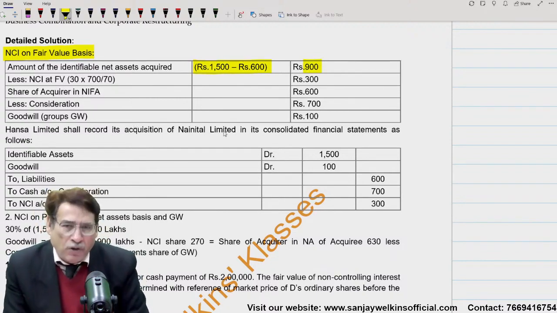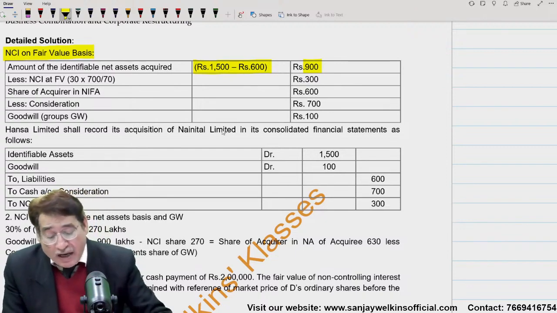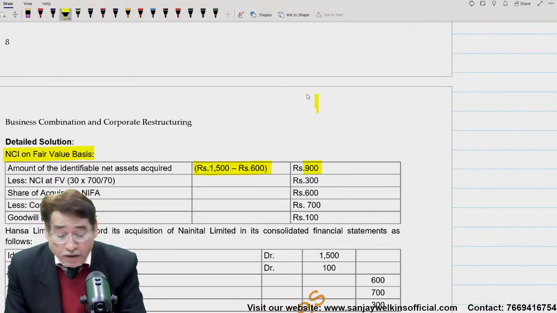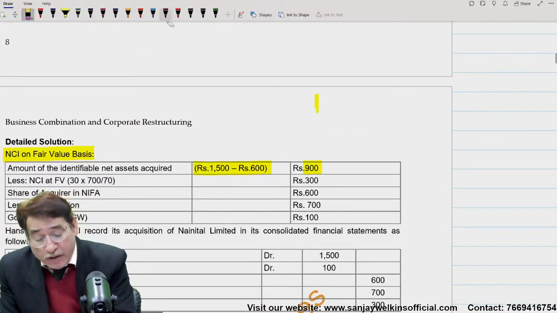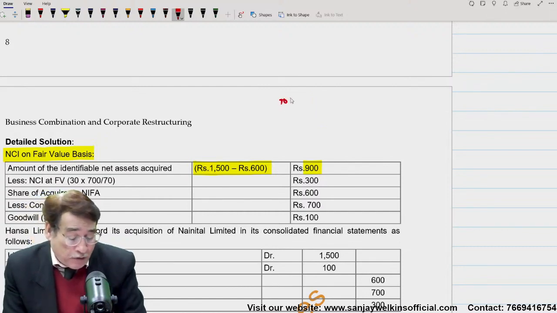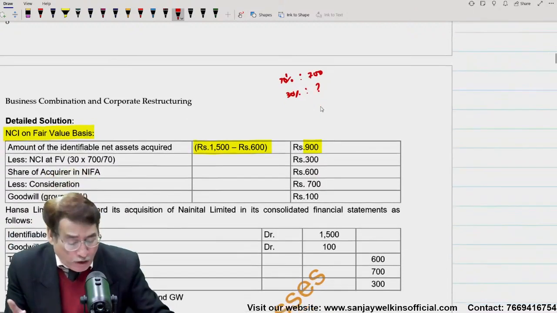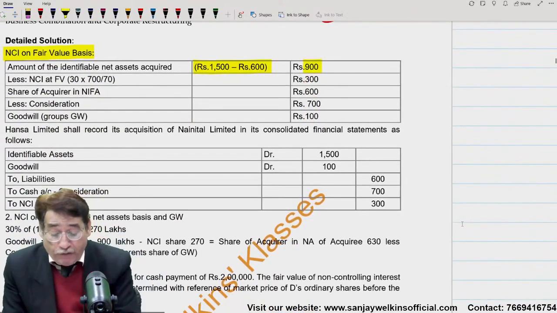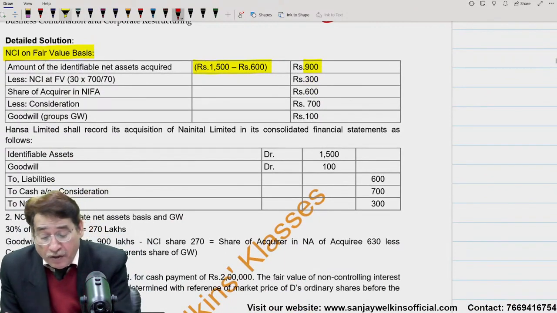Now I will compute the fair value of the NCI. You know now how to compute. Because we have paid a consideration of 700 rupees for 70%, and the NCI share is 30%, so what will be NCI at fair value? Obviously, in this case, it will be equal to 300. So you can easily find out the fair value of NCI, that is 300 rupees.